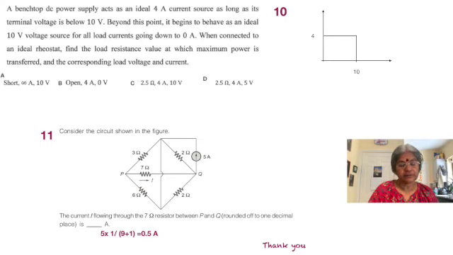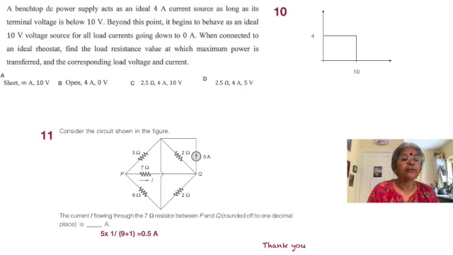So a diagram is simply drawn. The diagram can be drawn in your mind, wherein the 4 amp remains constant until the voltage reaches the limit. So we have a current voltage diagram here. It's not a waveform with respect to time. The current remains constant, and then at 10 volts, what happens? Beyond this point, it begins to behave as an ideal voltage source. Thereafter, the 10 volt remains constant for all load currents going down to 0 amps.